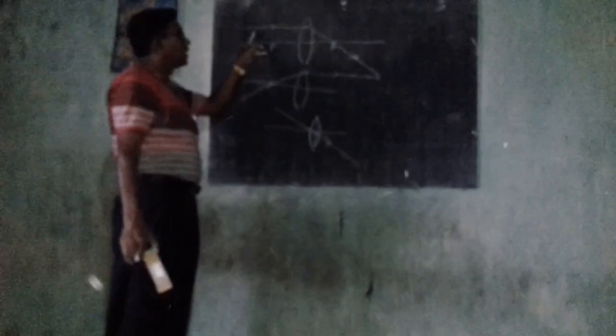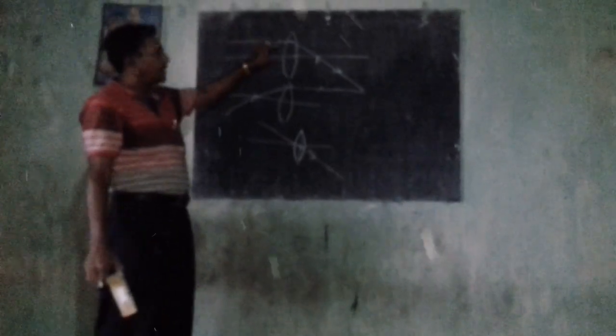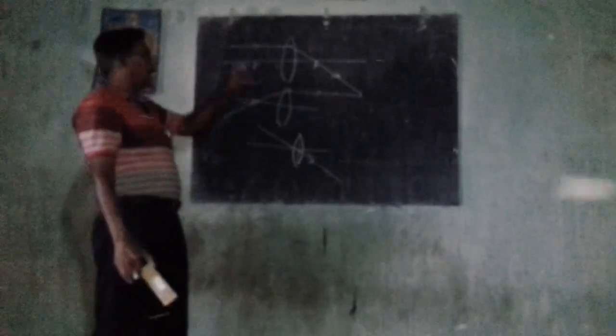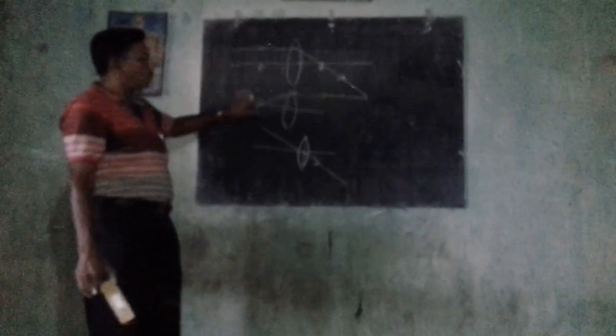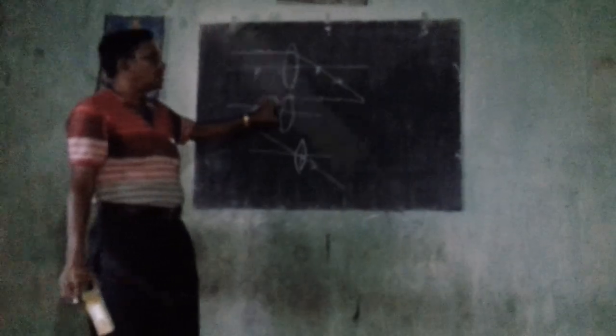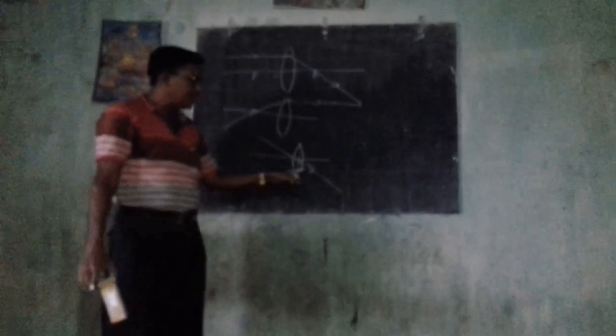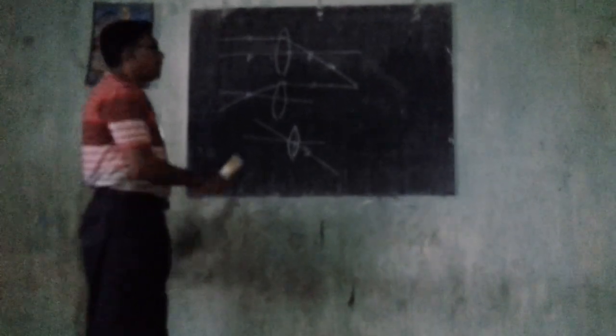First rule, when the light passes parallel to the principal axis, it goes through the focus. Another, when light passes through the focus, after the refraction it goes parallel to the principal axis. Another, when the light passes through the optic center, it never changes its direction, it passes in the same direction. Okay?